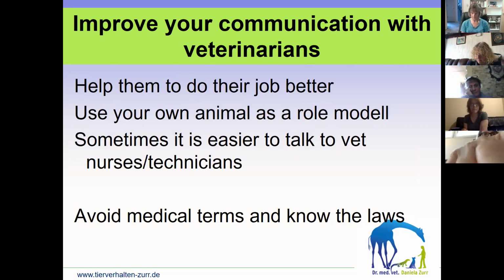In summary, what you want to do is you want to help them to do their job better. And it's always a good idea, because most of you will have dogs or cats or both, that you invest time to make your animal a really easy to treat animal in the vet clinic. So you have kind of a role model. And sometimes when your animal behaves really nice and you do, for example, ear touch in the exam room, veterinarians get interested. Why is your cat or your dog doing so well?